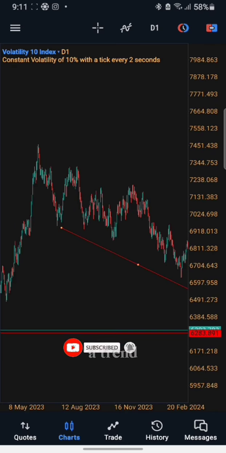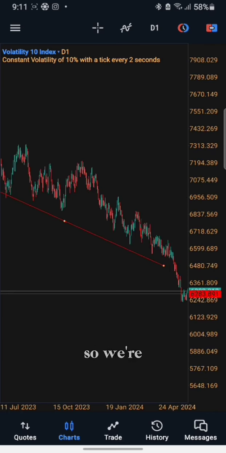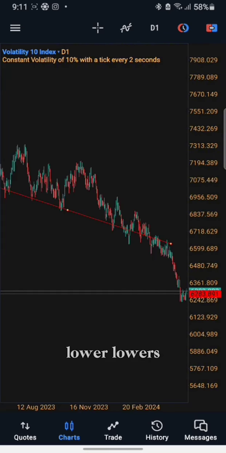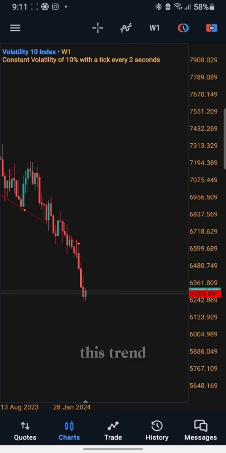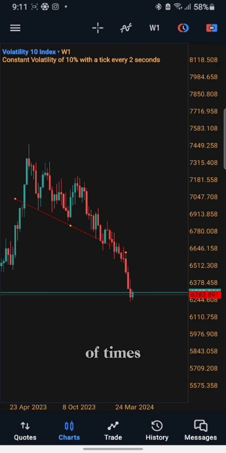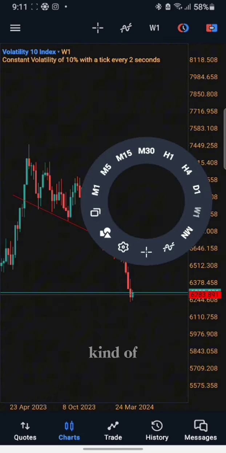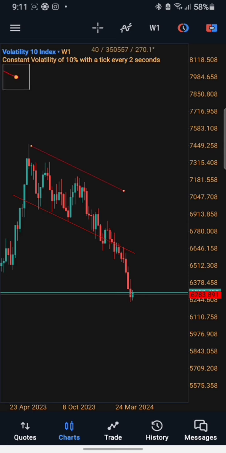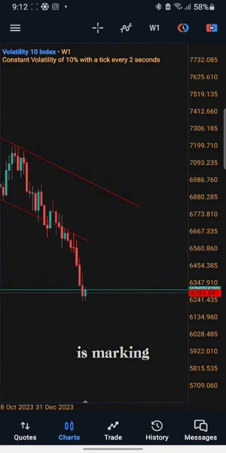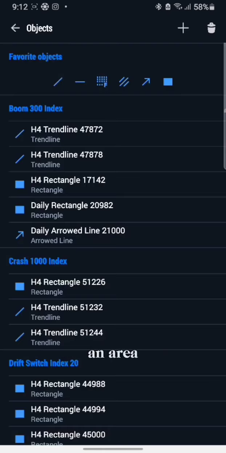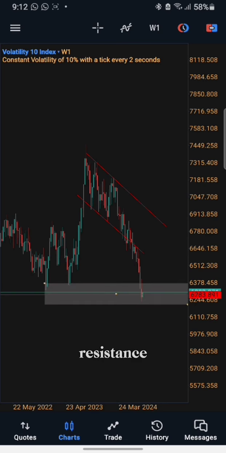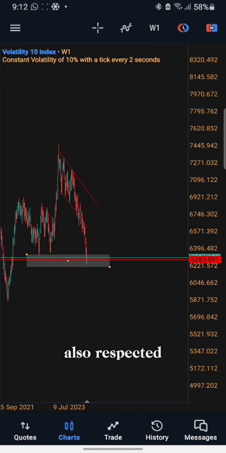We've noticed a trend in the daily time frame. So we're going to put a trend line that is marking the lower lows. This trend line was respected quite a number of times. As you can see, even in the weekly time frame, it was respected. However, it was kind of broken down to the downside. Let's just put another one that is marking the lower highs that were connected. This is an area of trailing resistance that was also respected quite a number of times.